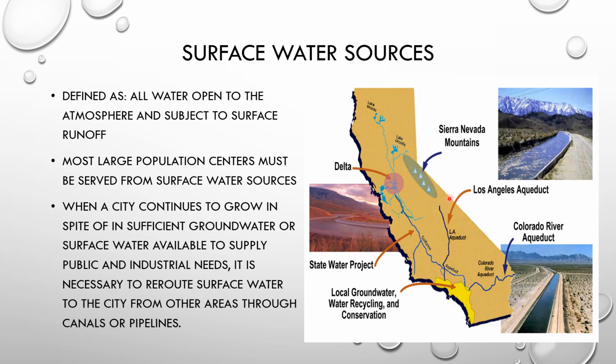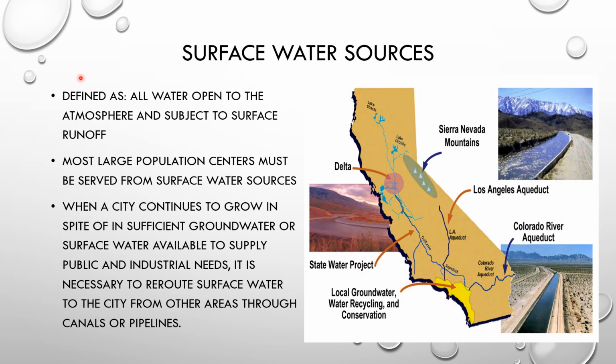Another is the Los Angeles Aqueduct, which is coming from the mountains and bringing that water down to the Metropolitan Water District. And then it is sent on further down if it's not consumed there. Then you have the Colorado River Aqueduct that is bringing water from the Colorado River all the way into the Metropolitan Water District system and then sent on down to us here in Southern California. You do have some local groundwater and water recycling and conservation efforts that happen down here.